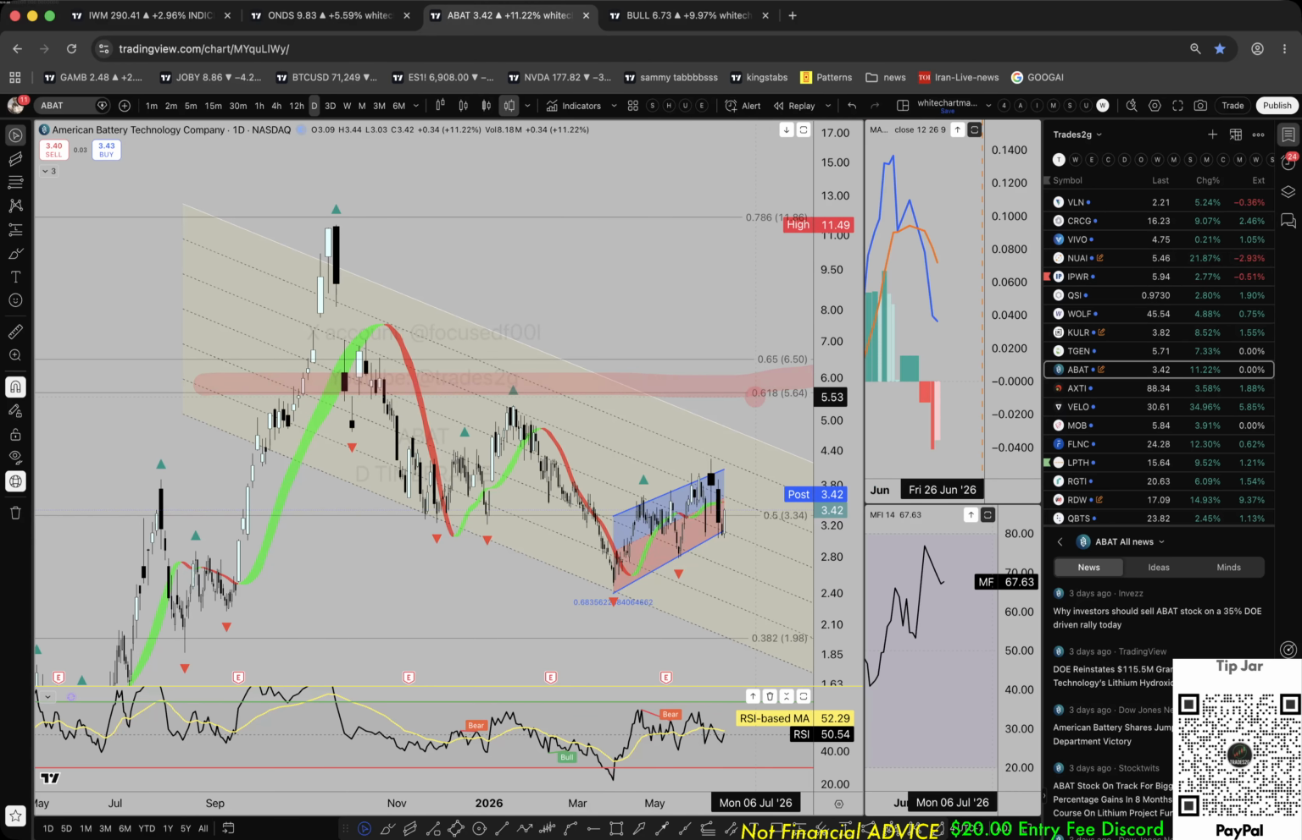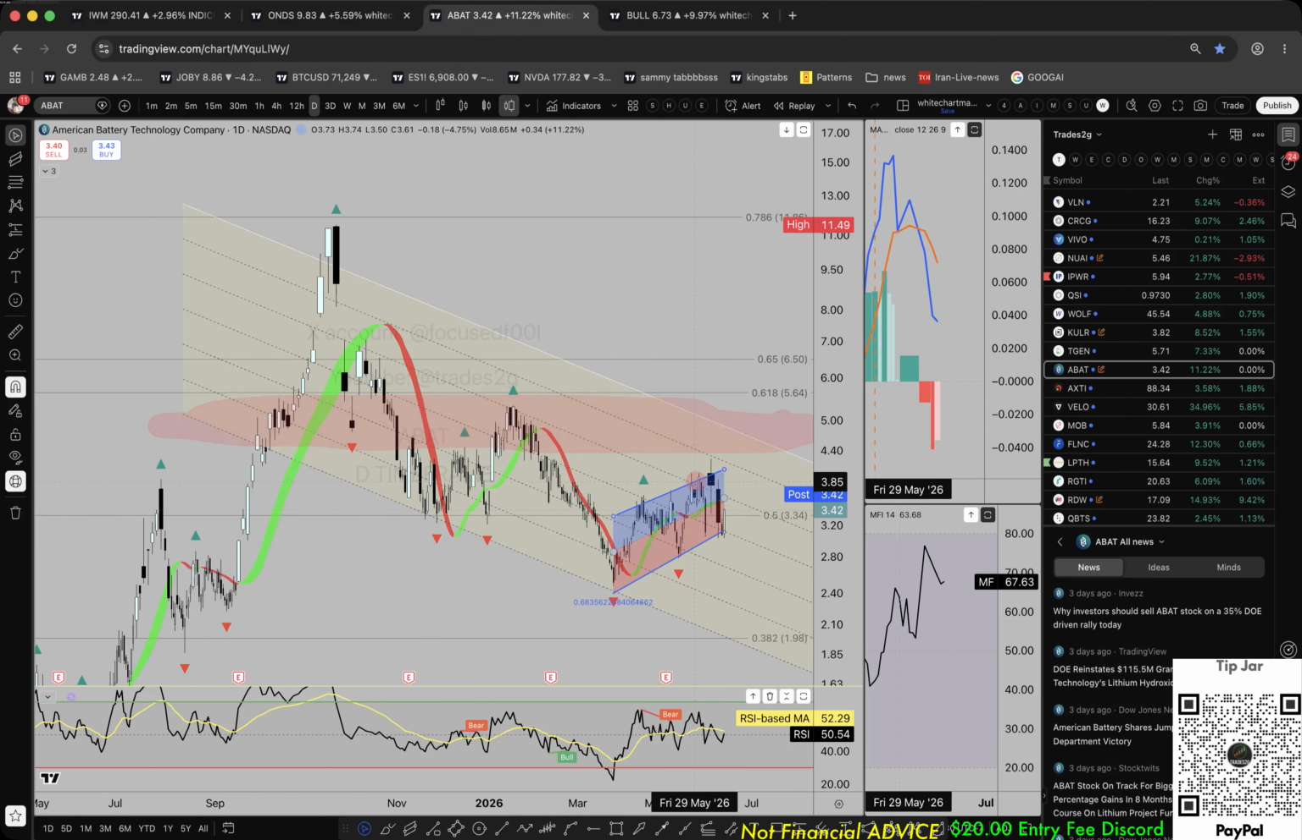This area is a very, very important area. Okay, but we've got to really break above $5. We've got to really fight here. This is the line in the sand on this chart, the $5 area.